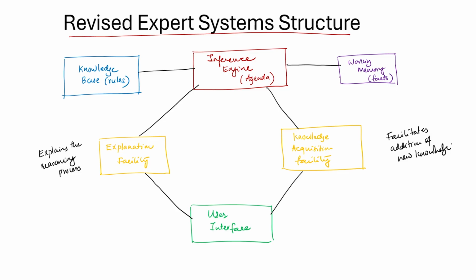So, the user interface, instead of just a vertical thing, now also has the explanation facility as well as the knowledge acquisition facility. And the inference engine, as we said earlier, is the agenda, right, the knowledge base is the rules, and then the working memory is the facts, okay. So, this completes the revised expert system structure.